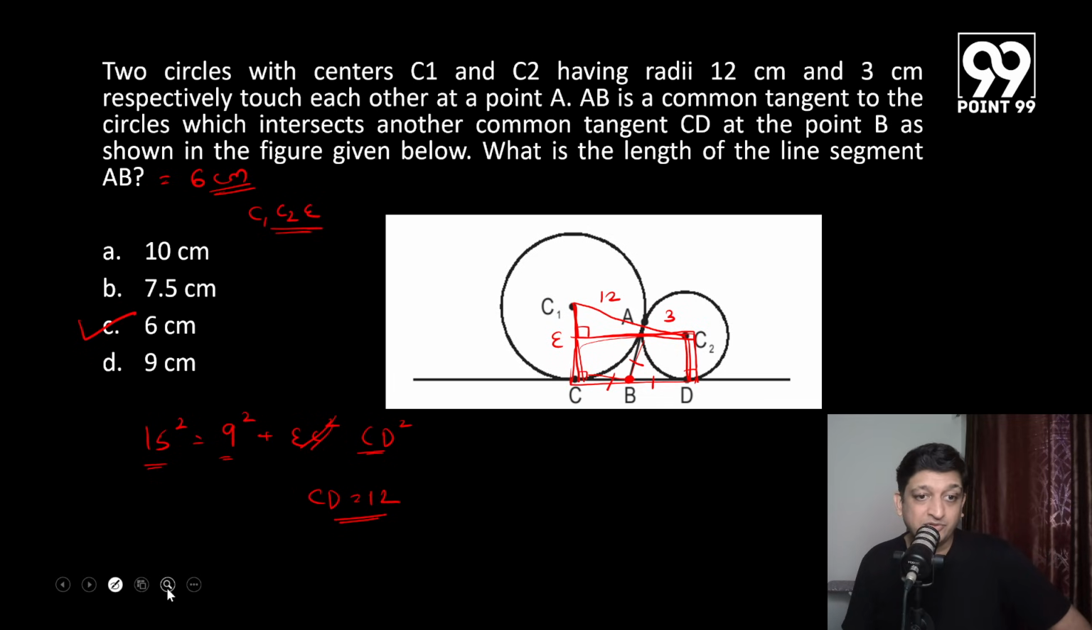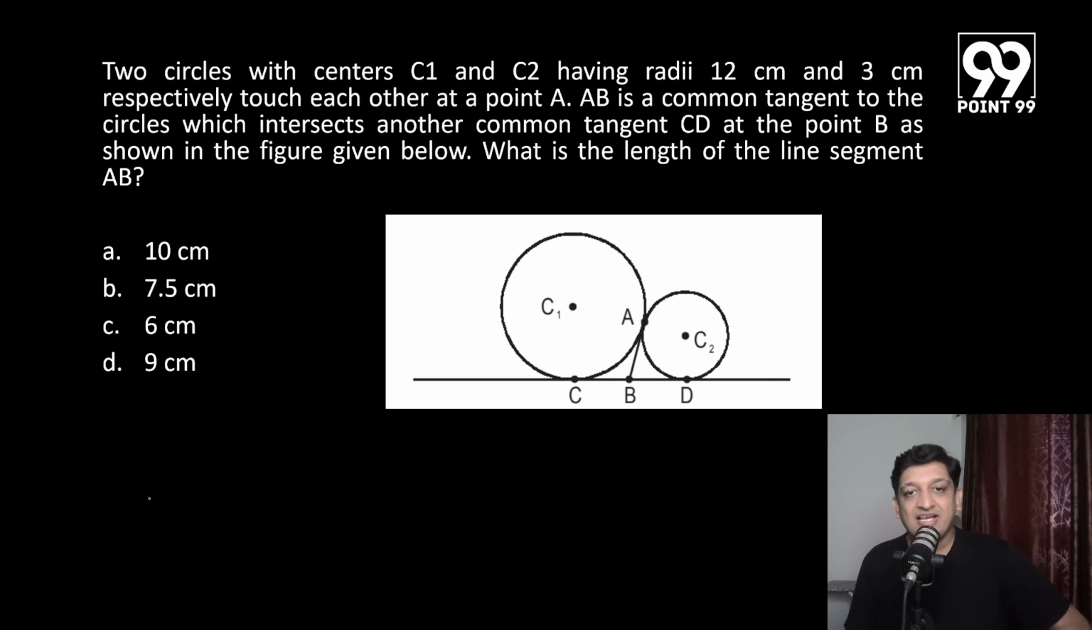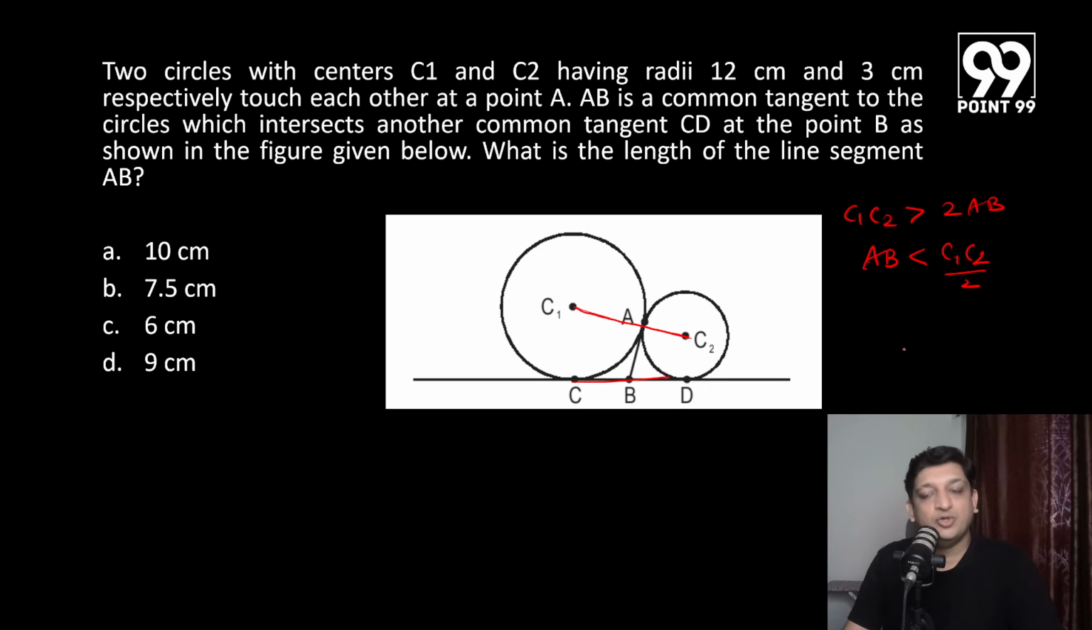Is there a better way of solving this? There indeed is. So if you look at this part, you are saying that, okay, C1 and C2 need to be joined. Now just by looking at the figure, you will realize that C1, C2 is greater than CD, which basically means that C1, C2 will be greater than twice AB, or in other words, AB will be less than C1, C2 by 2. But what is the value of C1, C2?